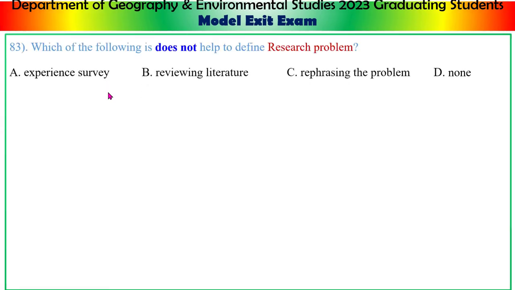Someone has asked, which of the following does not help us to define a research problem? A, experience of survey, B, reviewing literature, C, rephrasing problem, D, none of the above. The answer is D, because all options are helpful for defining a research problem.